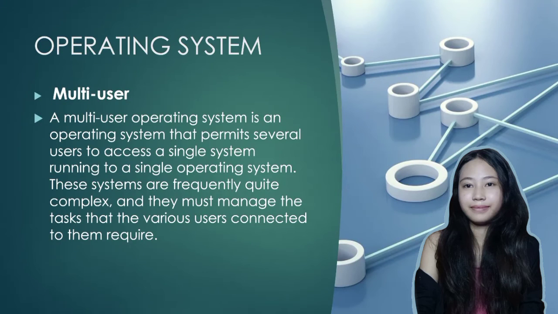Multi-user. A multi-user operating system is an operating system that permits several users to access a single system running a single operating system. These systems are frequently quite complex, and they must manage the tasks that the various connected users require. This system involves multiple processors, and it helps to improve the performance of the entire system. If in this system one processor fails, then the other processor has to be responsible for completing its assigned task. The multi-user system contains a single master system.